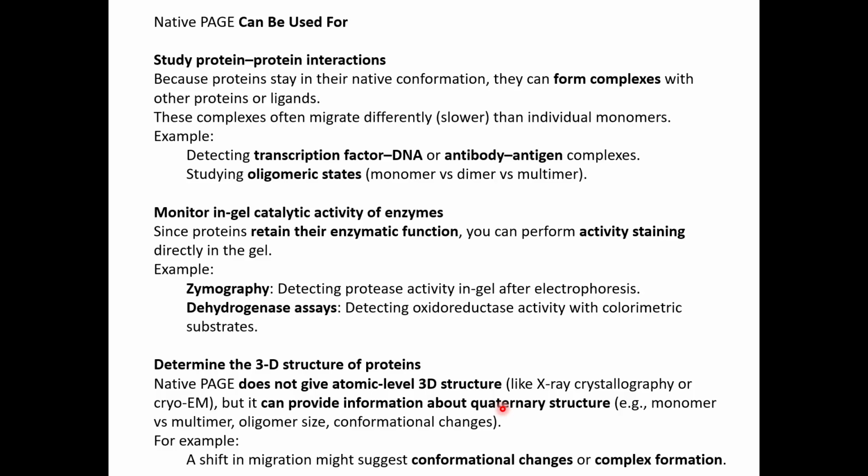crystallography or cryo-EM, but we can get information about the quaternary structure, whether it's a monomer, multimer, or the oligomeric size of it, the conformational changes that it can undergo. So, for example, if there is a shift in the migration, it suggests that there is conformational change or a complex formation. So, you may not be able to detect what type of change it is, but you can understand that there is a change, or there is a complex formation, or it has the ability for complex formation.